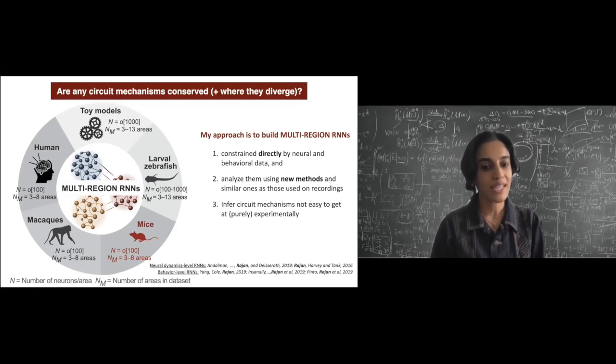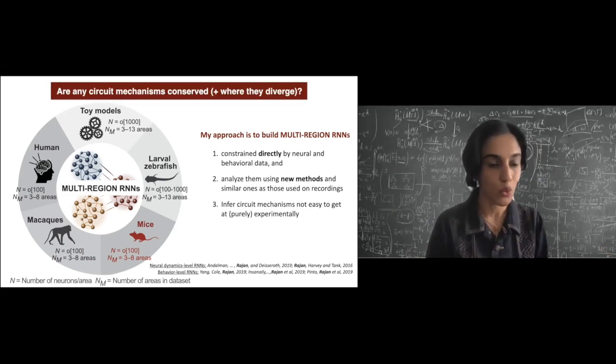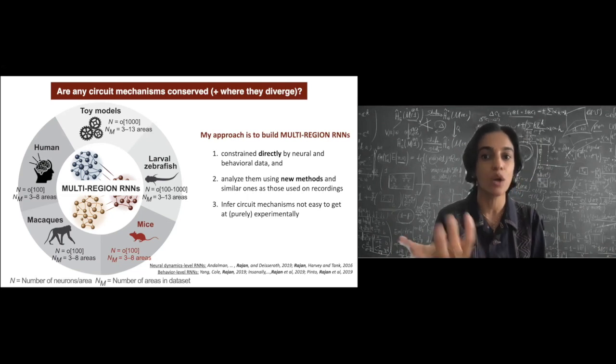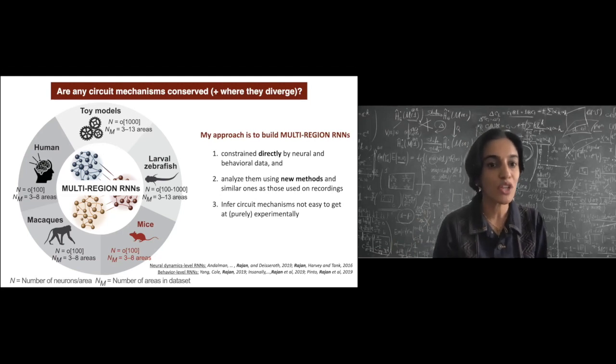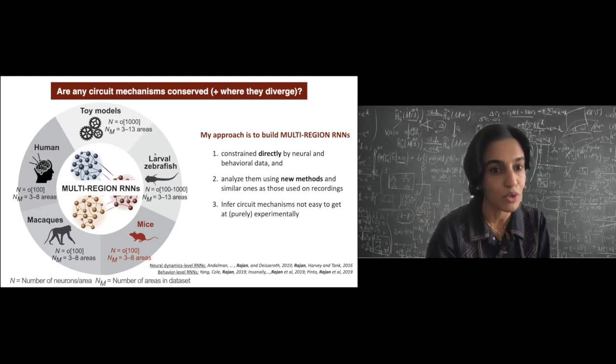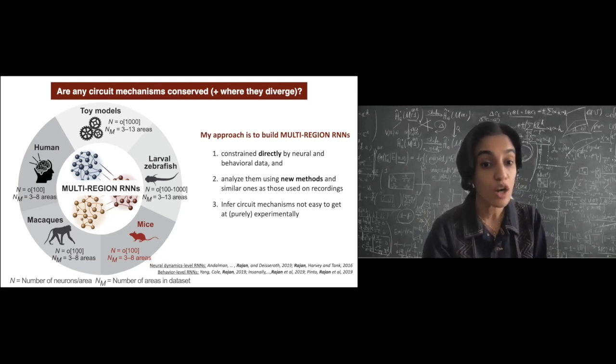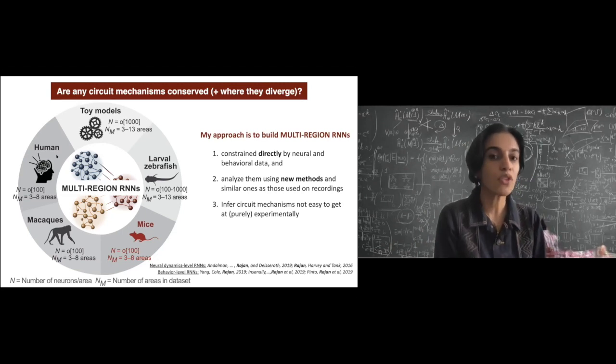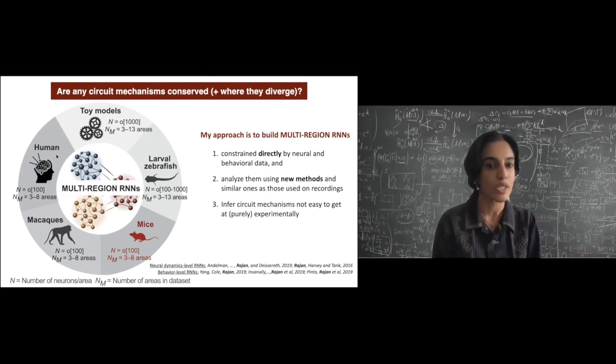A key interest, and this is a luxury that we have as theorists, is to ask a question which may sound wild to experimentalists: are there any circuit mechanisms that are conserved when you go from a small nervous system that you're sampling extensively to larger and larger nervous systems, where not just the complexity of the representations, but also the sampling reduces dramatically? So are there circuit mechanisms that are conserved and which of them are divergent? They're both interesting from a theorist's perspective.